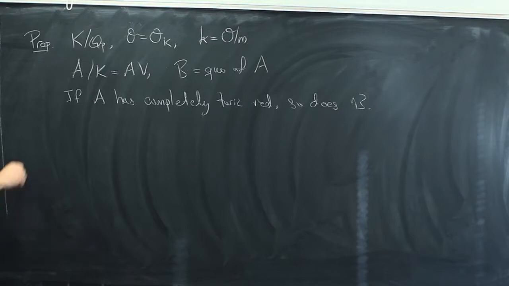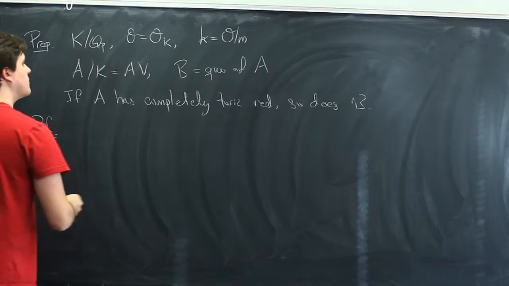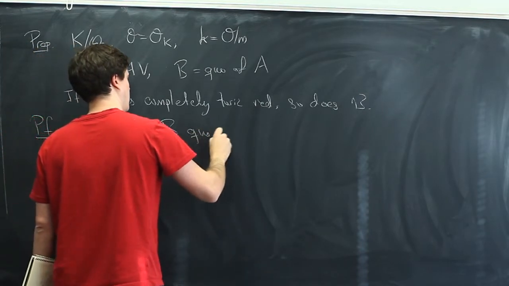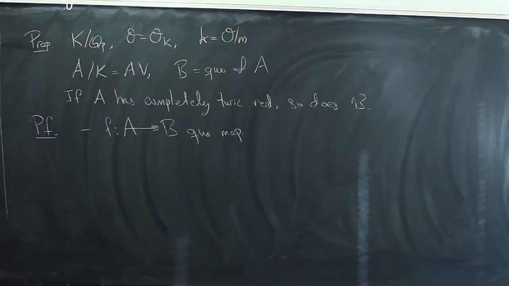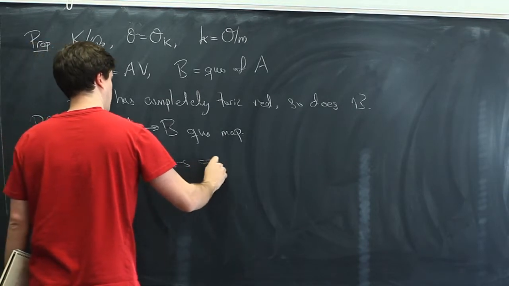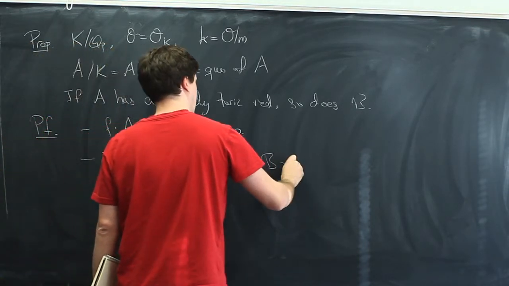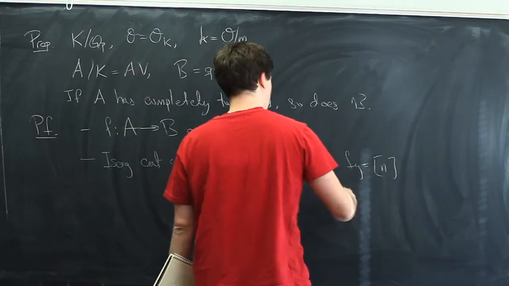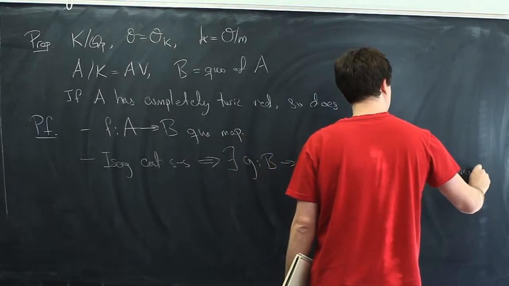Okay, so here's the proof. I'm going to let F be the quotient map. So we know that the isogeny category of abelian varieties is semi-simple. And so that means that this thing has a section up to inverting by multiplication by n. So you can find a map G from B to A, such that if you do G then F, you get multiplication by n, for some n greater than 0.